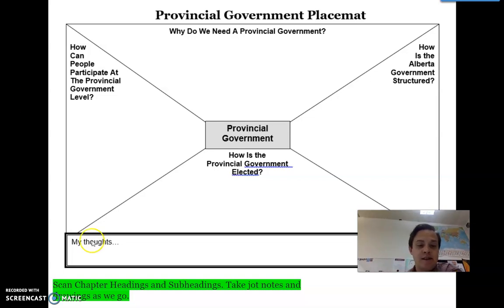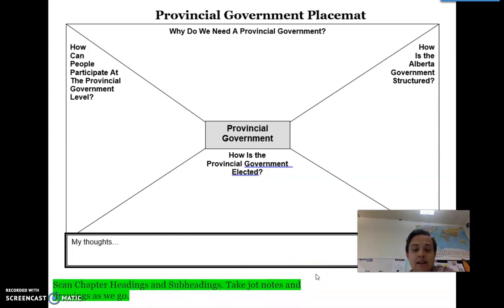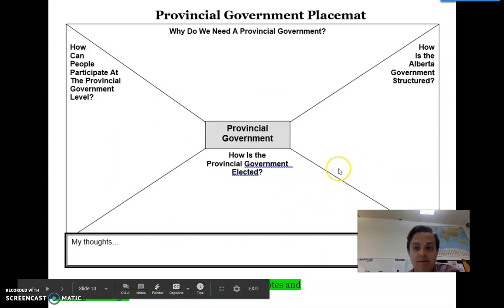I'm going to say that this is an extension. So scanning the rest of the slides and your notes and taking jot notes can be an extension for you to do now or an assignment for you to do as we go. So to recap, make yourself a placemat. It can look exactly like this or similar to this.